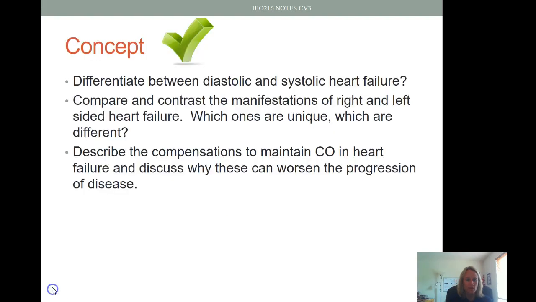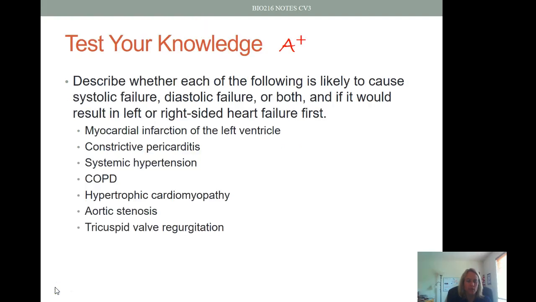And then you should take a few minutes to go over these concept check questions and the test your knowledge question. Describe whether each of the following is likely to cause systolic failure, diastolic failure, or both, and if it will result in left or right-sided heart failure first. Myocardial infarction of the left ventricle. This would result in a systolic failure and left-sided heart failure.